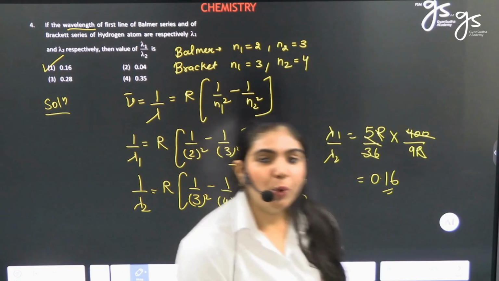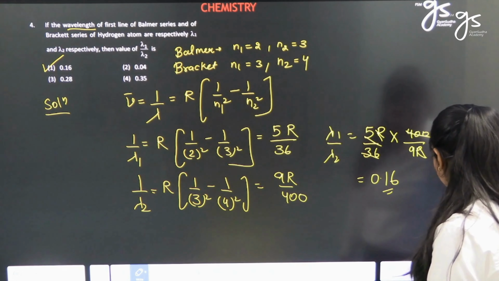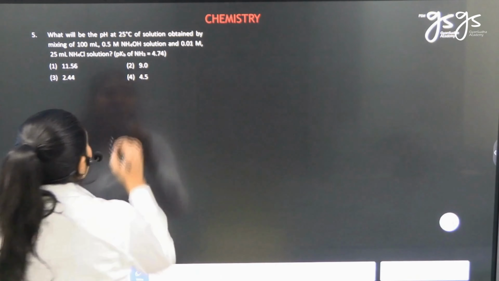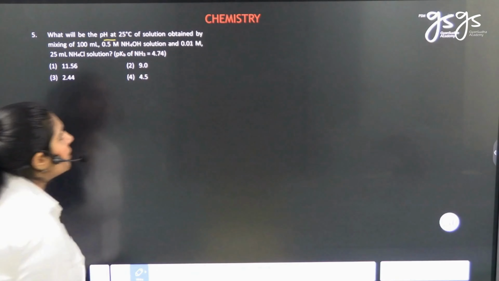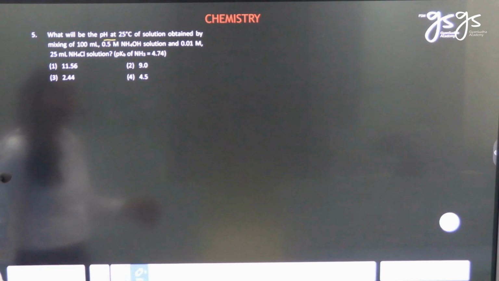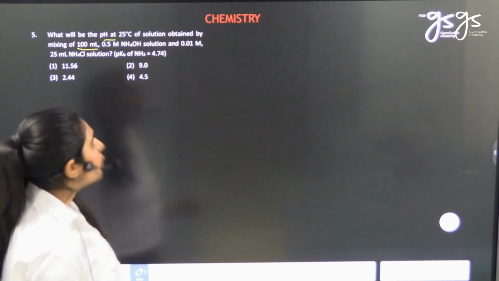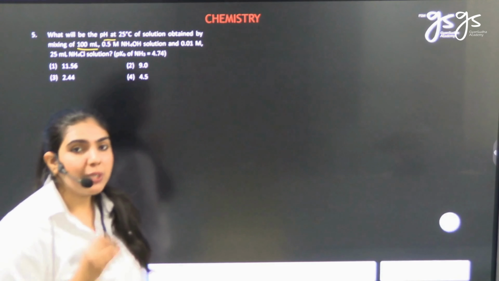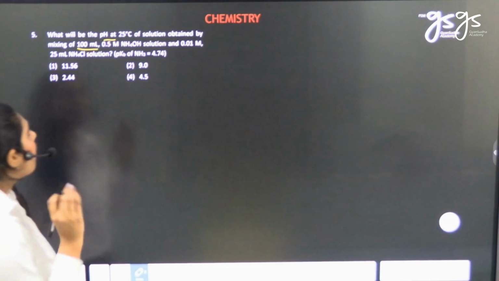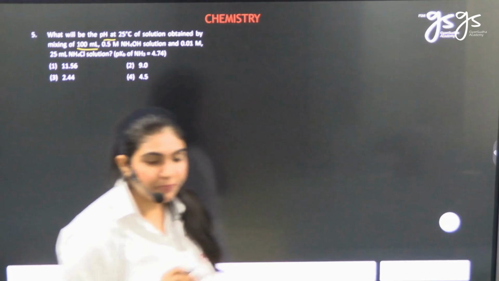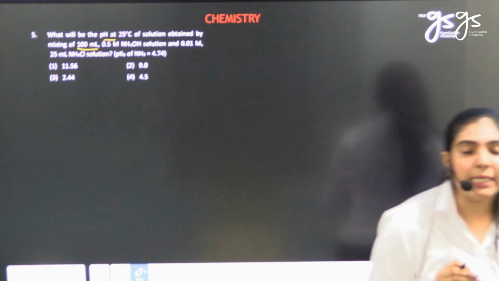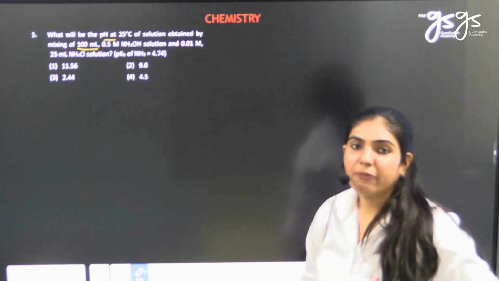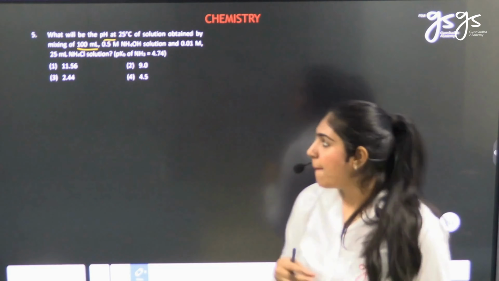Now moving ahead with the next question on the screen: what will be the pH at 25 degrees Celsius of the solution obtained by mixing 100 ml of 0.5 molar ammonium hydroxide and 25 ml of 0.01 molar ammonium chloride solution? First of all, this question is based on buffer solutions, and we must know the formula for the basic buffer as well as the acidic buffer.